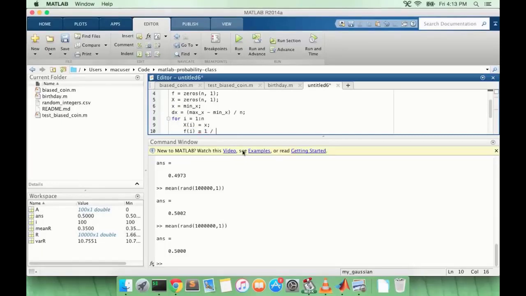So 1 over the square root of 2 pi sigma squared times exponential of negative x minus the mean squared divided by 2 times sigma squared.